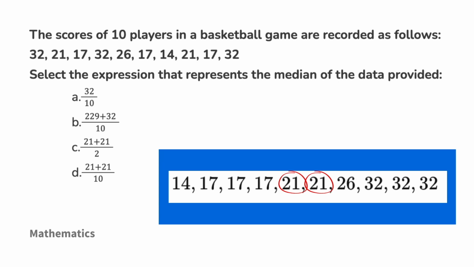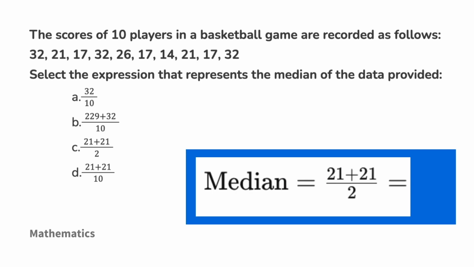In this case, we have 21 and 21. Now, in order to calculate the median, we'll take those 2 numbers, 21 plus 21, divided by 2, which we can see the solution is 21, also written as option C, 21 plus 21, all over 2.